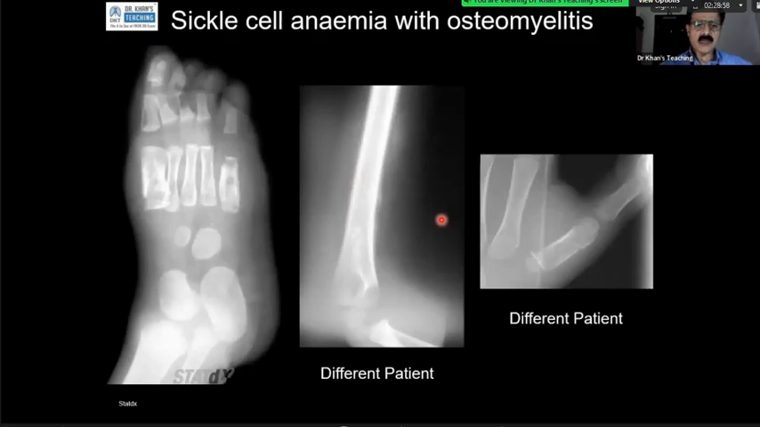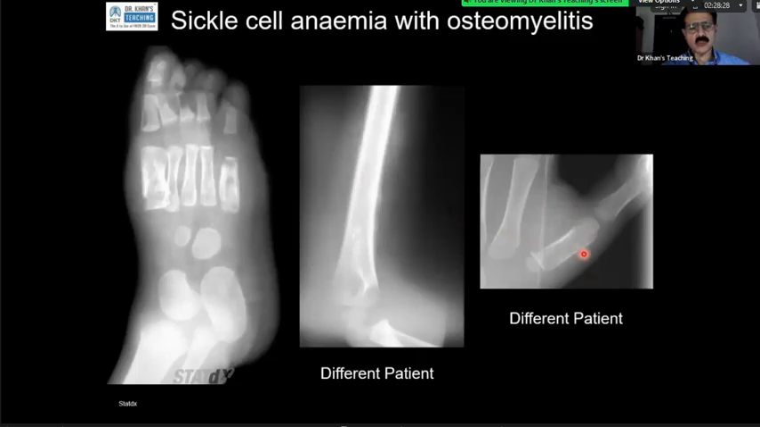Now, beware of sickle cell anemia with osteomyelitis. All these films which are in front of you, all these examples can be filmed in the exam. Look here what's happening. If you look carefully, you can see this cortical breach here, and there is a lot of soft tissue thickening. So it looks like an aggressive lesion.